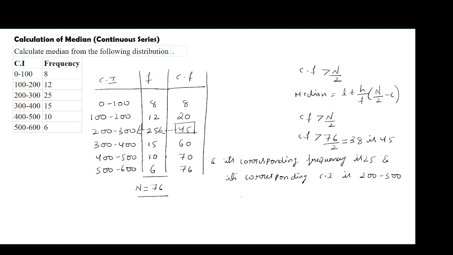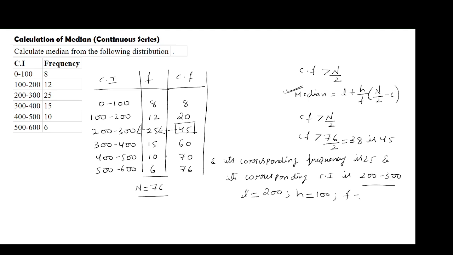Now I can find out L value easily. So L is equal to, as per the formula I need L value. L is lower limit of the median class. Which is my median class? 200 to 300. Which is lower limit? 200. So L is equal to 200. H is width of the median class. So 200 to 300 is a median class. Width is difference between these two. That is 300 minus 200 is 100.